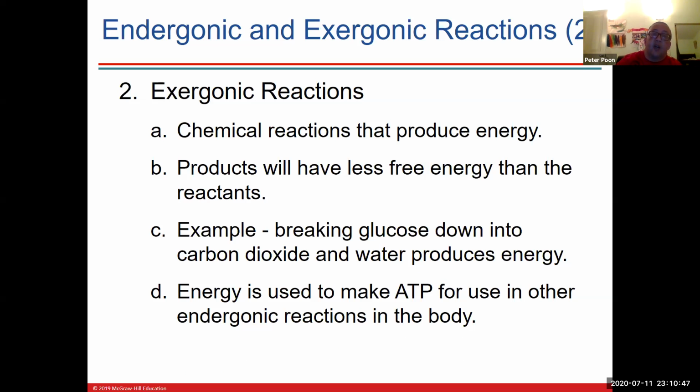Exergonic reactions are chemical reactions that release energy. So if I was taking glucose and breaking it down to carbon dioxide and water, I produce energy. We use energy from exergonic reactions to power endergonic reactions inside the body.